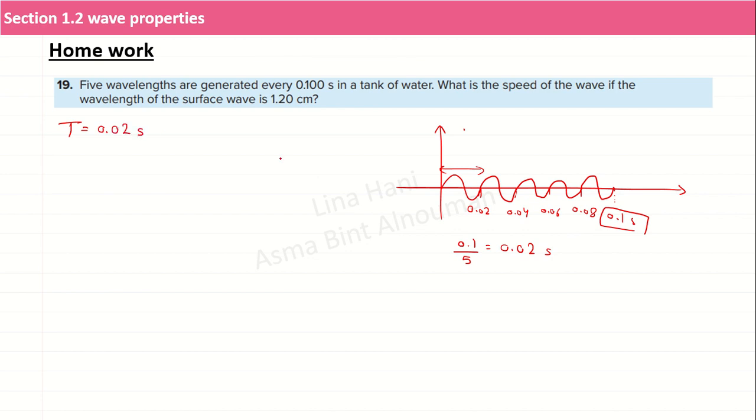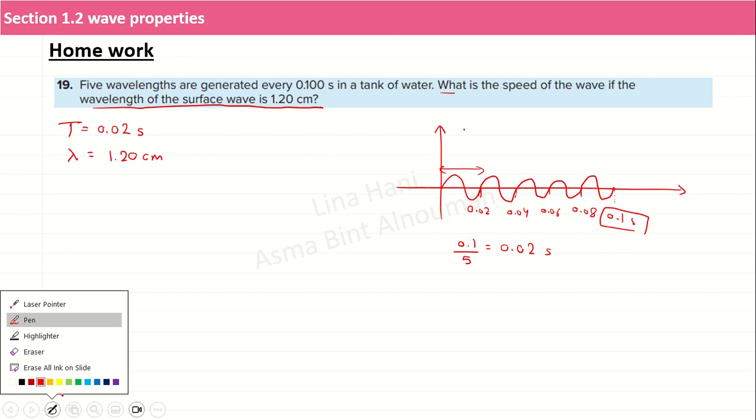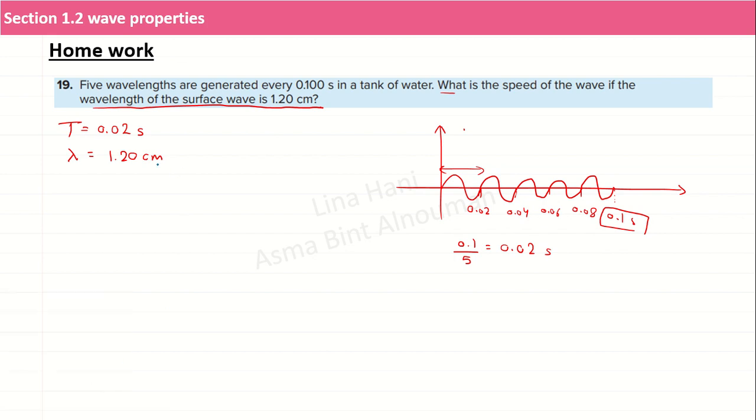Also you can see that given in the question is the wavelength. Let's read the question again and figure out how much is that wavelength. What is the speed of the wave if the wavelength of the surface wave is 1.2 centimeters? So you can see that the wavelength is given directly to be 1.20 centimeters. Now you might have noticed a problem here. The problem is that we have the wavelength in centimeters, and remember that we always deal with base units so that we get the base quantities like hertz, meters, seconds, and so on.